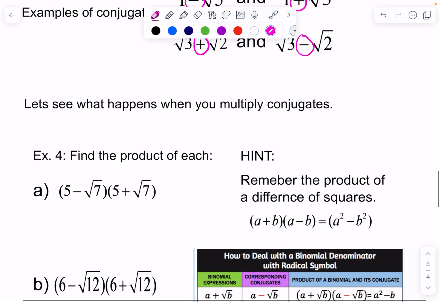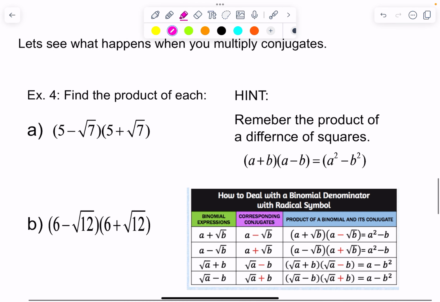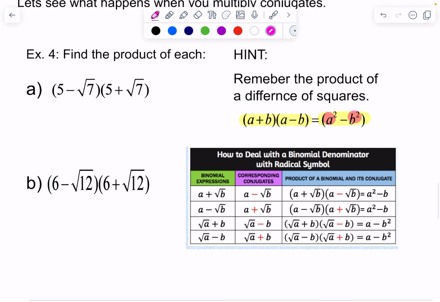Now let's see what happens when you multiply conjugates. Let's remember this old skill from before. It's called the difference of squares. Remember that if you have a plus b times a minus b, you're always going to get a squared minus b squared as your answer. Where this comes from: first term, which is a squared, minus second term, which is b squared. Okay? If you remember that, then you can do the following.